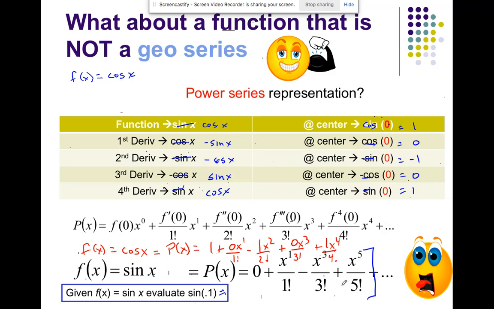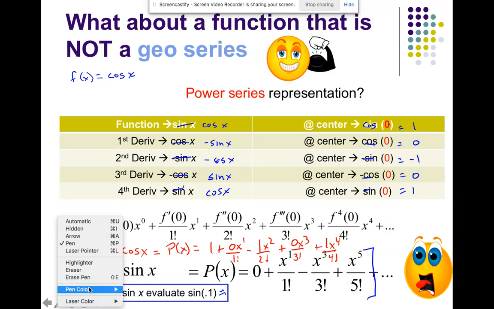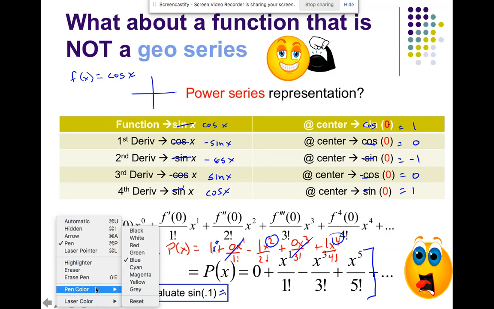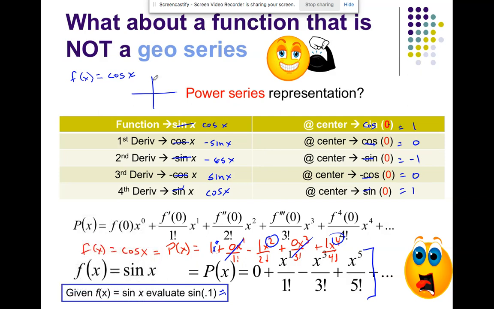You've got powers to drop out, but who dropped out? The odd powers dropped out, and who stayed? Even. Yep, technically right, because this is x to the 0, and 0 is an even number. And what do you know about the graph of cosine? The graph of cosine, OMG, is an even function.